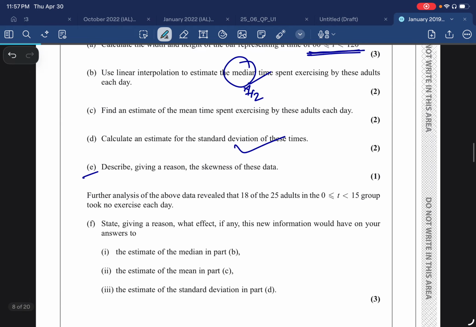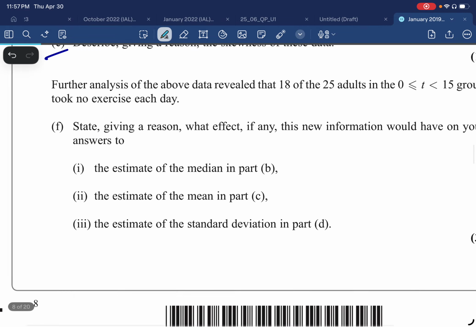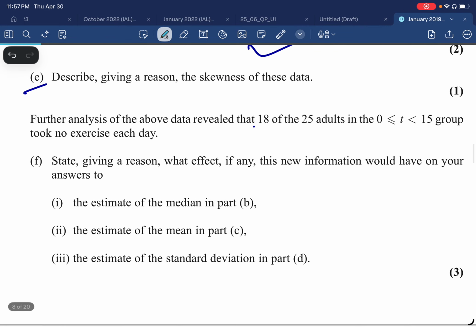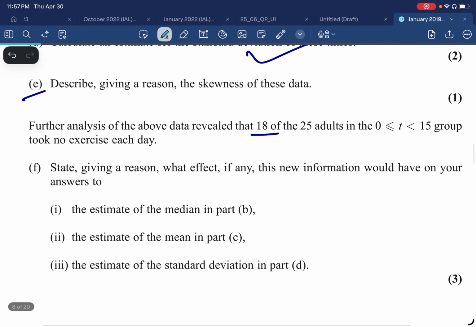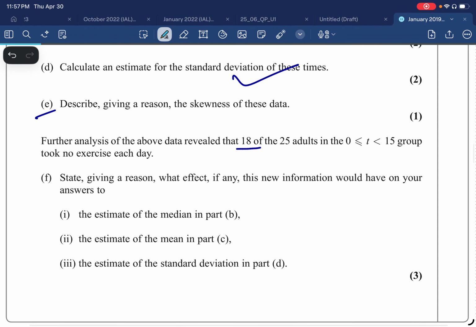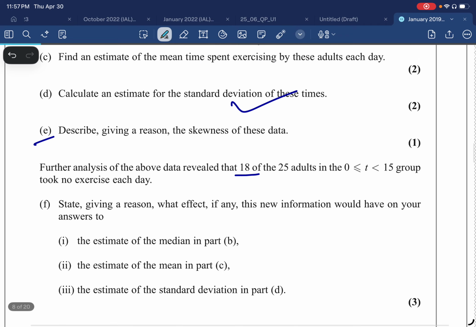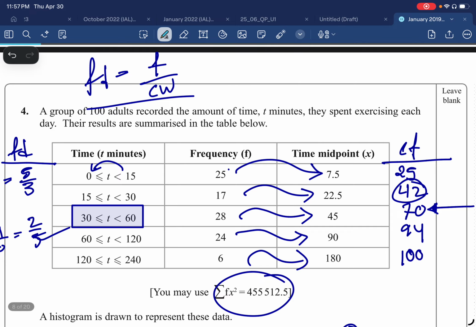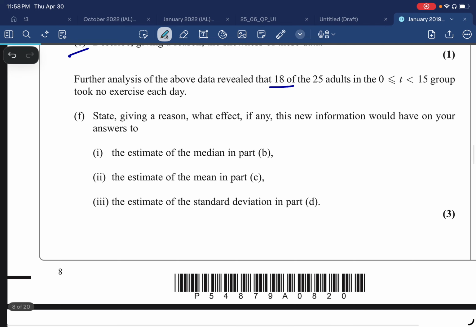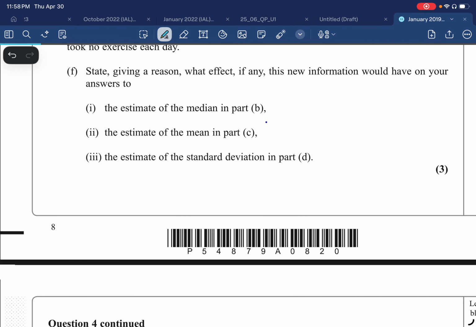F. State giving a reason. Further analysis of above should reveal that 18 of the adults took no exercise each day. 18 of the adults took no exercise. 25 adults. So among these 25, 18, so 7. So the 7 here is extra, right? So estimate the median.